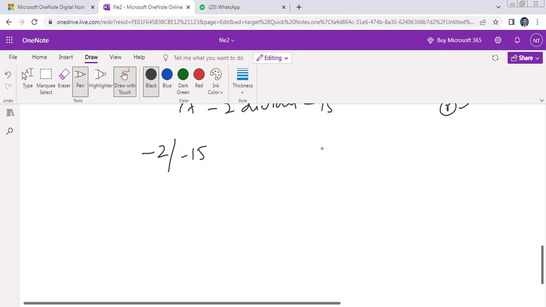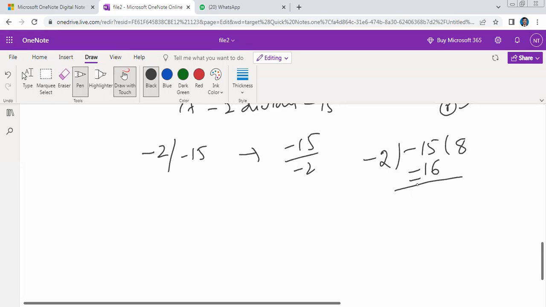Minus 2 divides minus 15. At the moment, minus 15 is divided by minus 2. Suppose I'm taking 8. Minus 2 times 8 is equal to minus 16. Now this is plus, so the remainder is 1.